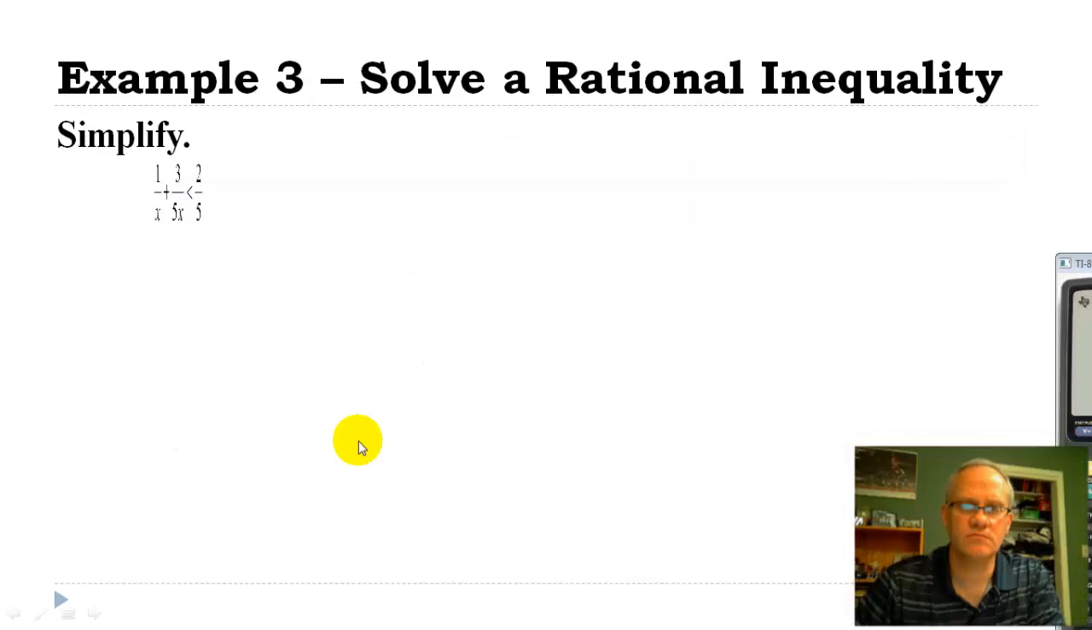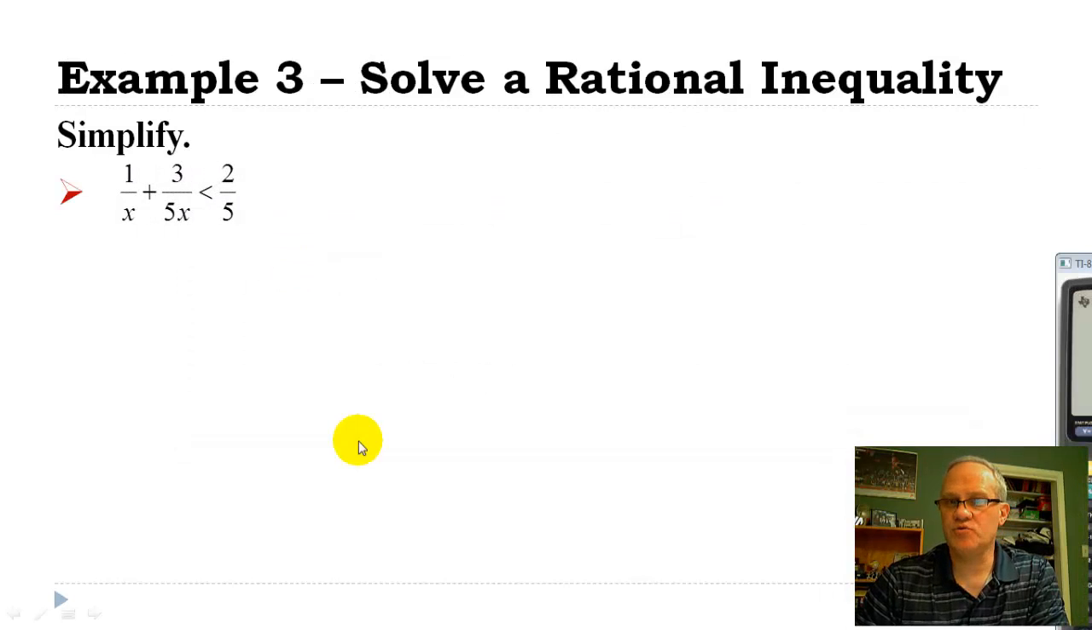Okay. All right. So here's example 3. We're going to solve a rational inequality. Remember what I just said, we need to figure out what makes 0 on the bottom of each of these fractions, either this one or this one. It's actually the same thing. X cannot equal 0. If x was 0, this would be 0. If x was 0, 0 times 5, you'd still get 0 on the bottom of that one.